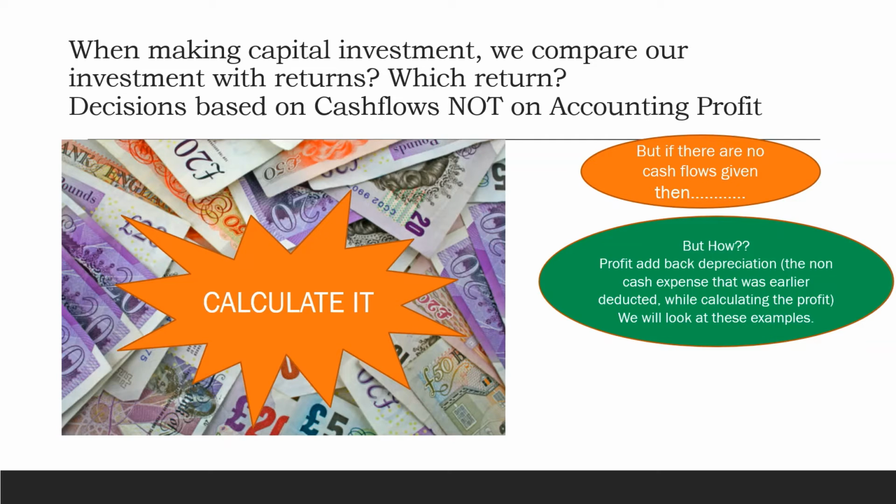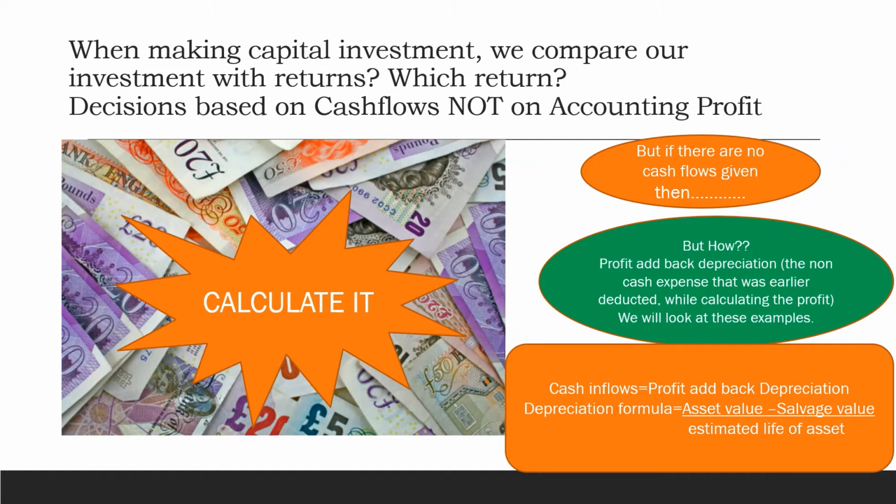So how do we calculate cash flows from the profit? If we have been given the profit, we will just add back the depreciation. Why do we add back the depreciation? Because depreciation is a non-cash expense. So there is no cash going out of the company. So what is the formula for calculating cash inflows? The formula is very simple. The profits, every question will give you the profits. You have to calculate the depreciation. If depreciation is given, just add back this depreciation into the profit.